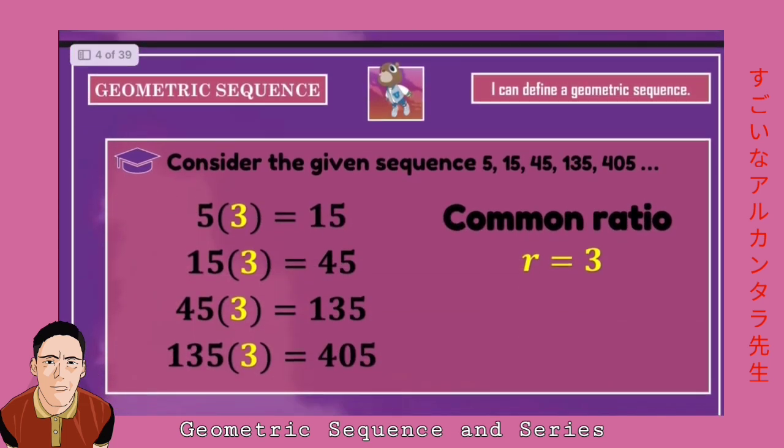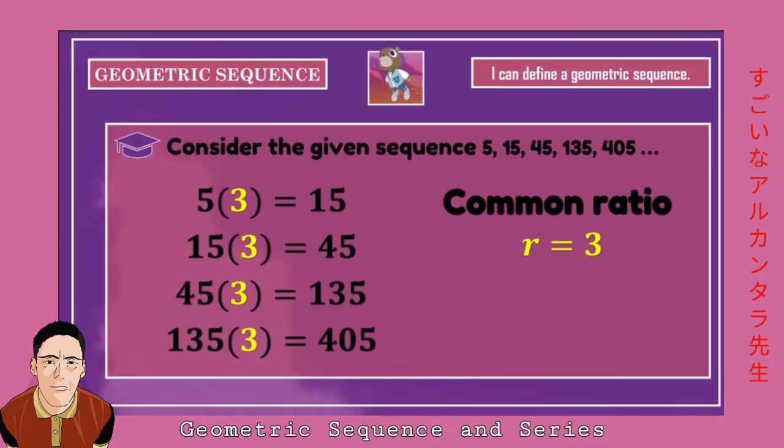So first, let's have this example right here: 5, 15, 45, 135, and then 405. We can notice that if you multiply 5 by 3, you get 15. When you have 15, you multiply that by 3, you get 45. 45 multiplied by 3, you get 135. Then if you multiply 135 by 3, you get 405. I was almost going to say 40, 45, and that doesn't make sense. So it's 405.